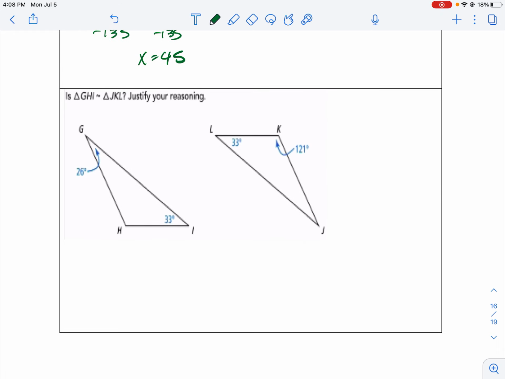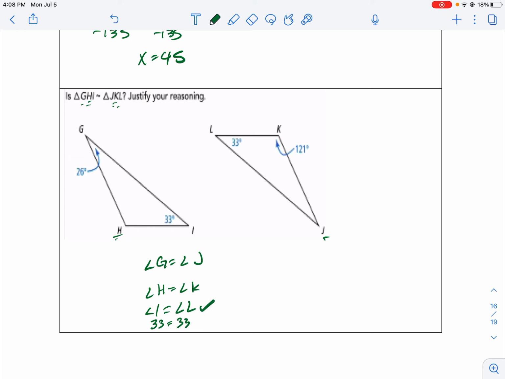Okay, here we go again. Angle G and angle J have to be equal in measure. I don't know what J is. Angle H is labeled second, so is angle K. Angle H has to equal angle K in measure. I don't know what angle H is. And I has to be equal to L. And both are 33. So that one checks.